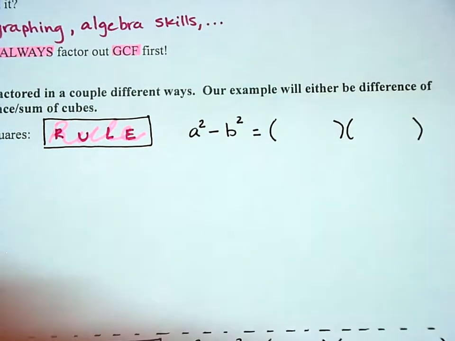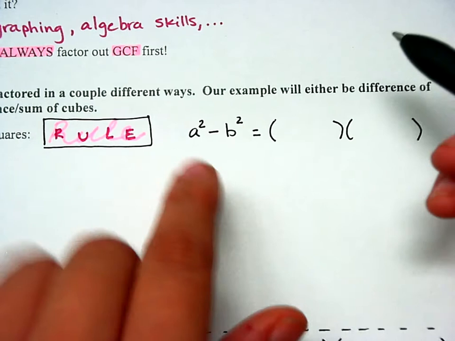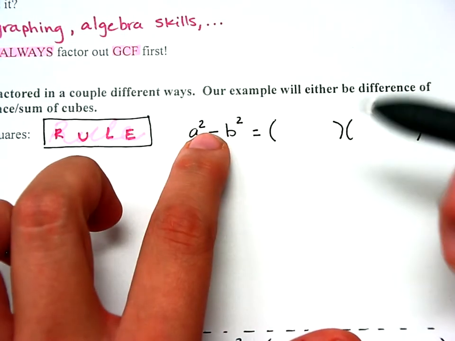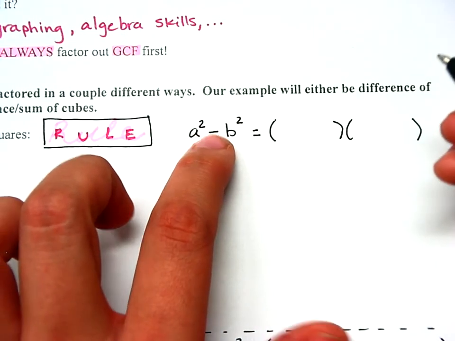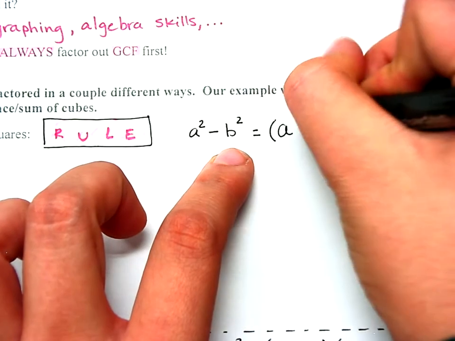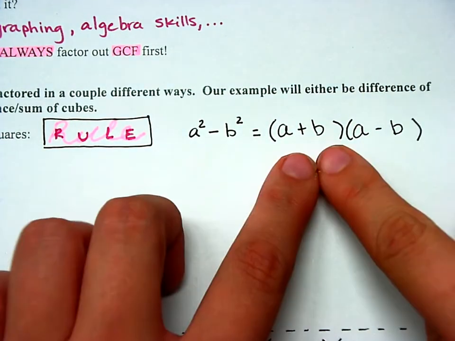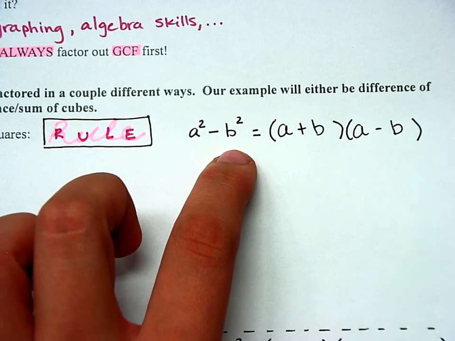Okay, so if we have a binomial and we can see that both terms are perfect squares and there's subtraction in between, then we can always factor it as a plus b and a minus b. Now this is just a general rule. That's why we're using a and b.